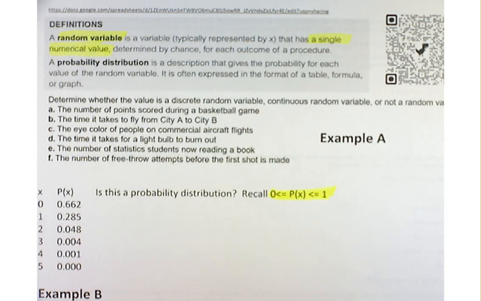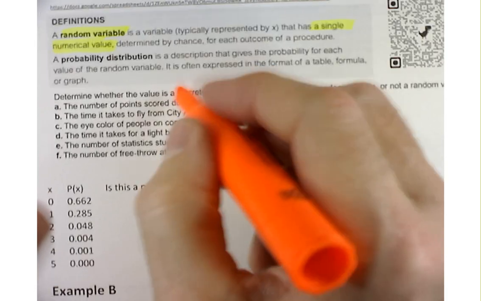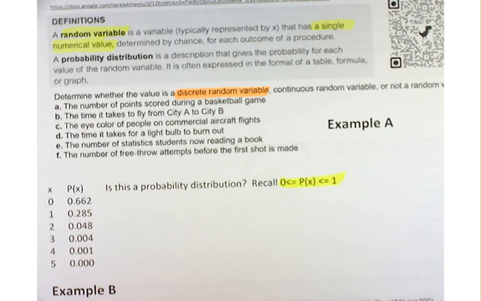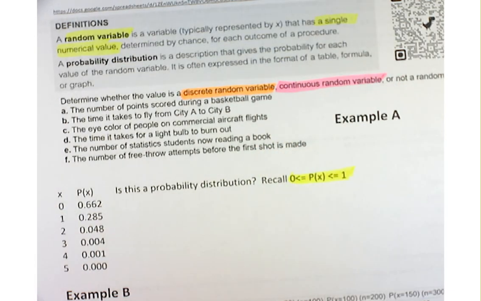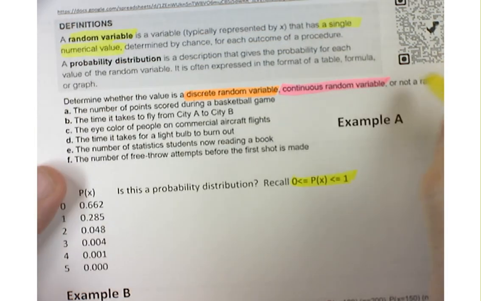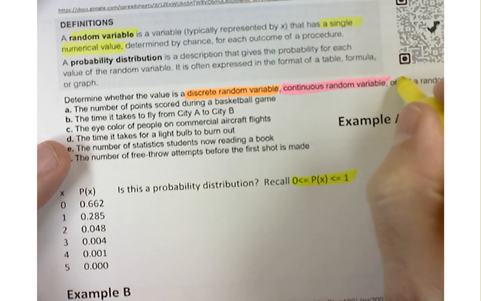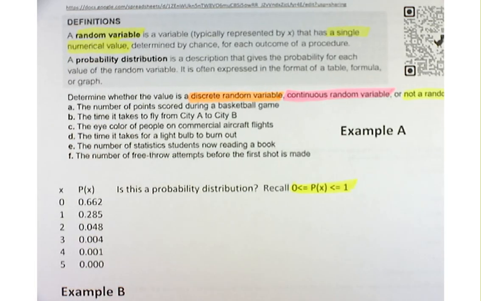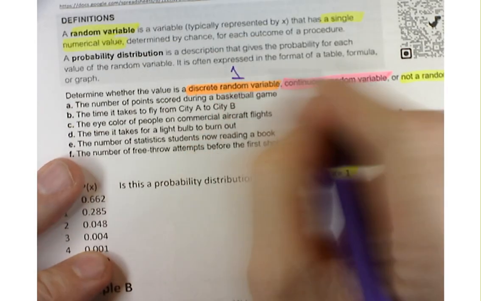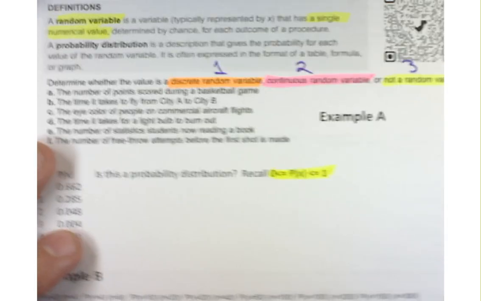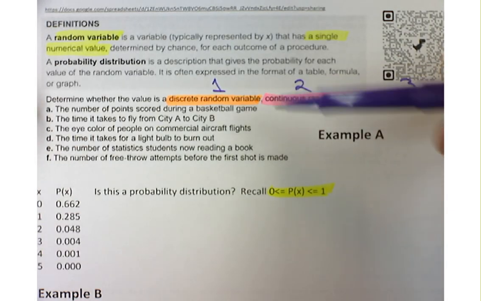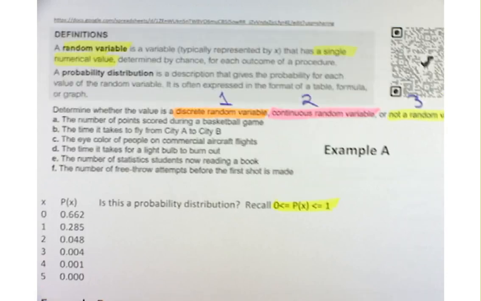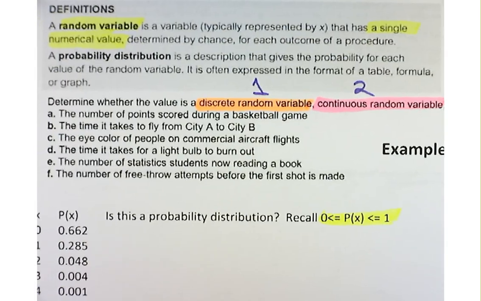So let's take a look at a few different random variables here. We could look at something that might be a discrete random variable, something that would be a continuous random variable, or something that might not be a random variable at all. So that's going to be our example A. And I'm just going to number these out of convenience: 1, 2, and 3. So we want to determine whether or not these different events are random variables, and if so, what kind of random variable. Let's start by looking at the number of points scored during a basketball game.